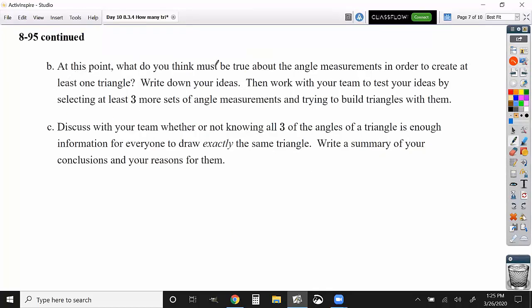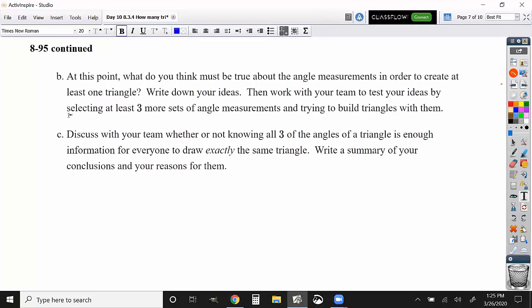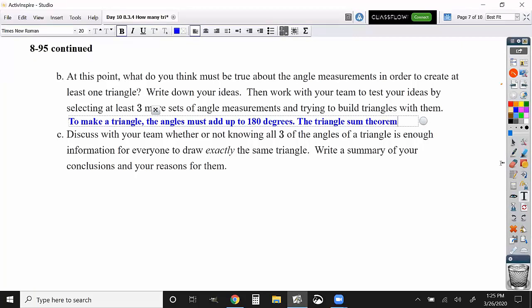All right, problem number 95B. At this point, what do you think must be true about the angle measurements in order to create at least one triangle? Write them down. All right, so how many degrees does it take to make a triangle? I hope you're saying that it's 180. So to make a triangle, the angles must add up to 180 degrees. In 8th grade, we will learn that that has a name. That is called the triangle sum theorem. And we'll actually prove it in 8th grade.